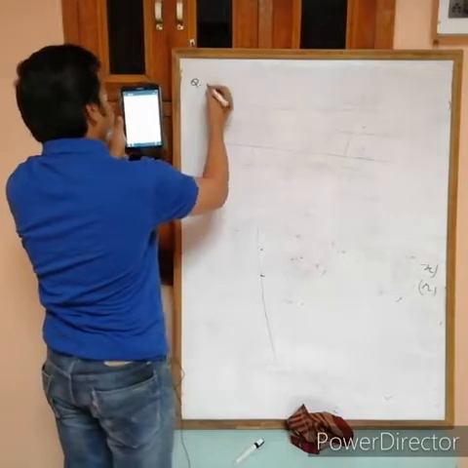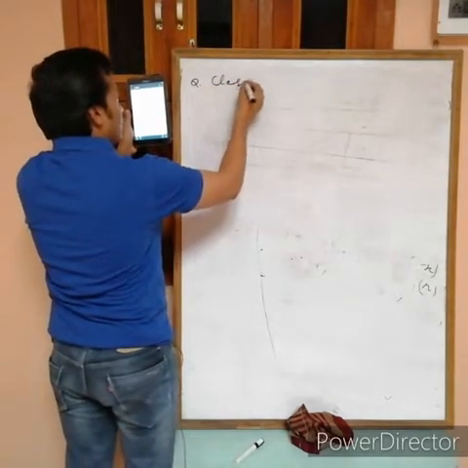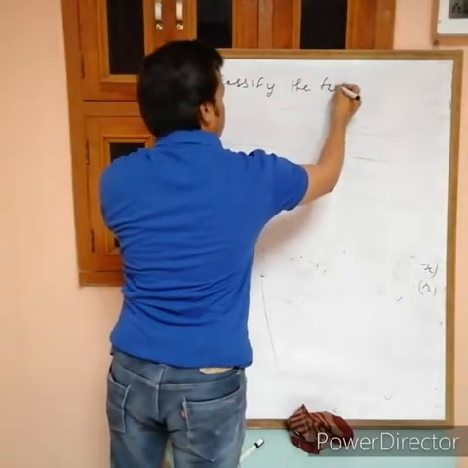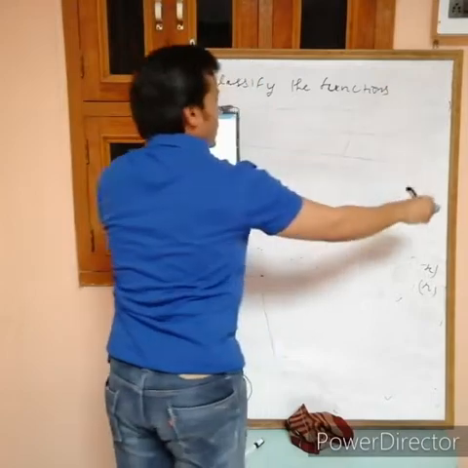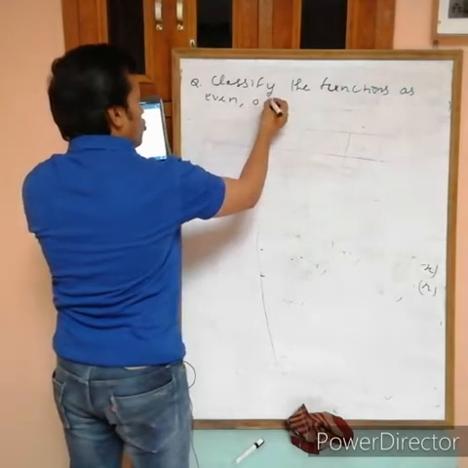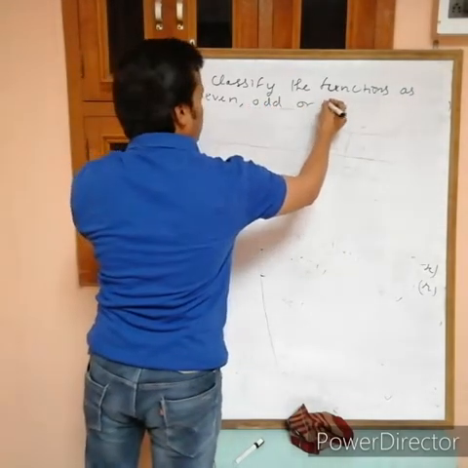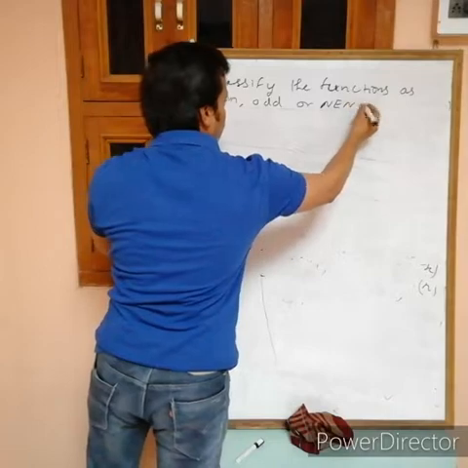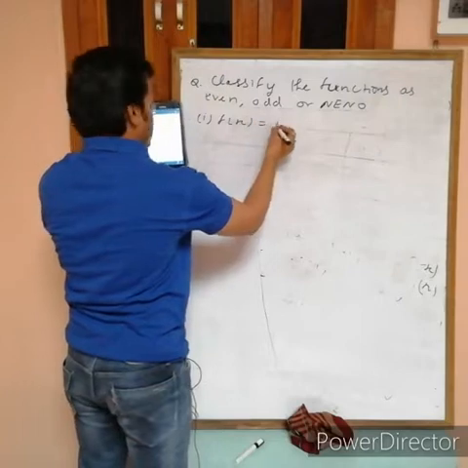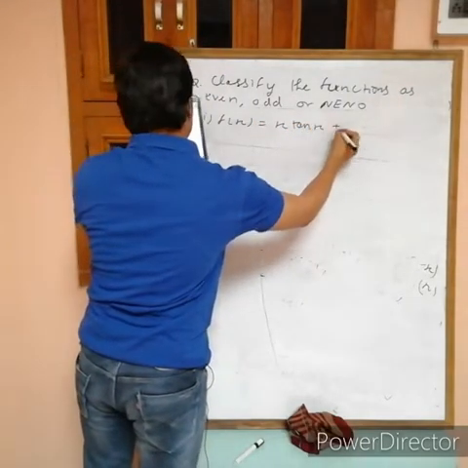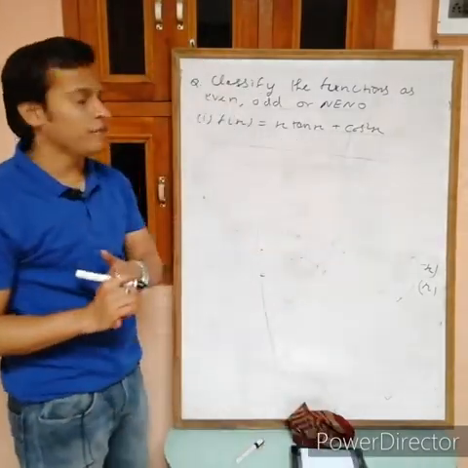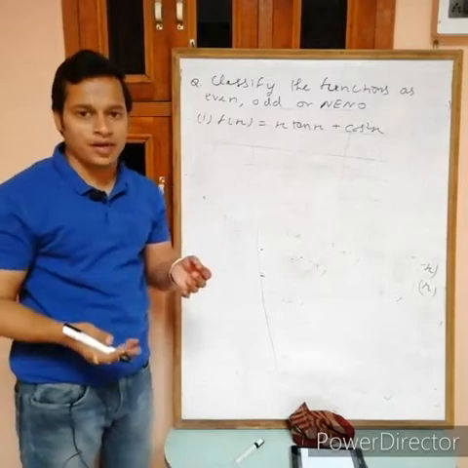Now see, write a question. Classify the functions as even, odd, or neither even nor odd. Okay, so first function f(x) equals to x tan x plus cos square x. Okay, now you want to identify that this one is even, odd, or neither even nor odd.